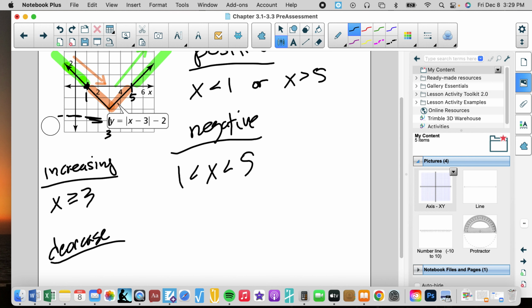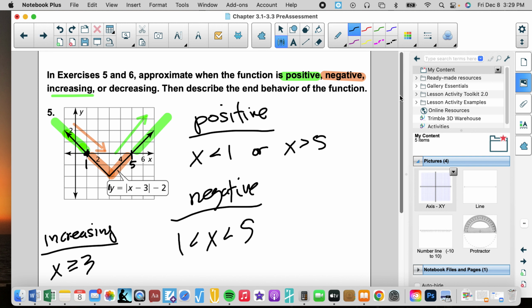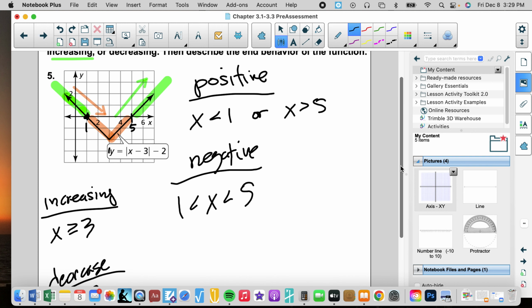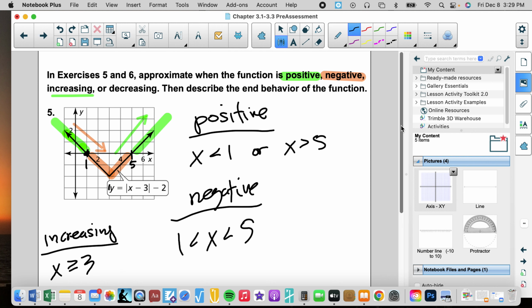Well, this is the hard part. I want values that are less than 3. Less than or equal to 3. So x is less than or equal to 3. Those are all the inputs where they go negative. That's a hard one. That definitely makes it very difficult. That's the trickiest part.